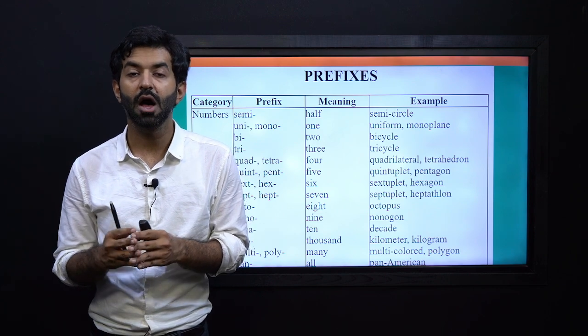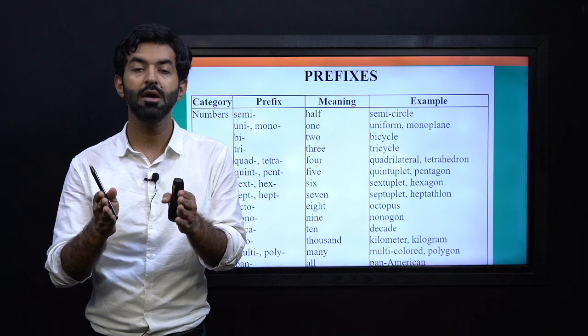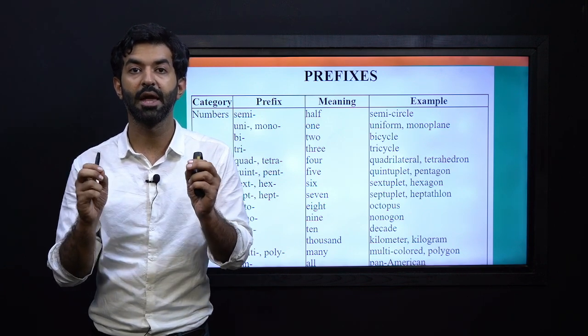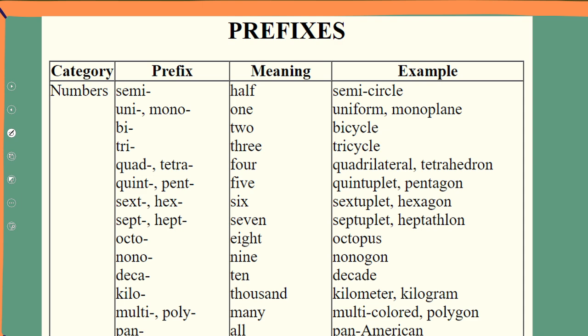Now, prefixes are groups of letters that come before the root word or the main word. Here, the prefix is semi. Semi means half. You can make words like semicircle, semiconductor, etc. So here are all the prefixes with their meanings and their examples. Now, why do we call it a prefix? Because it is coming before our root word, semi.